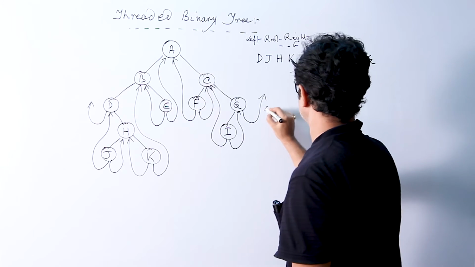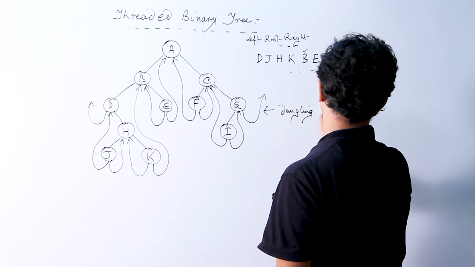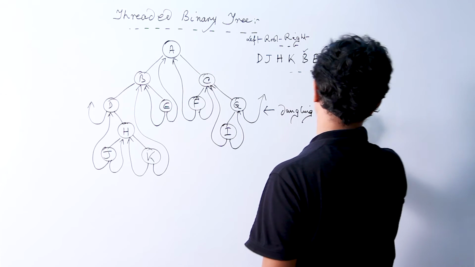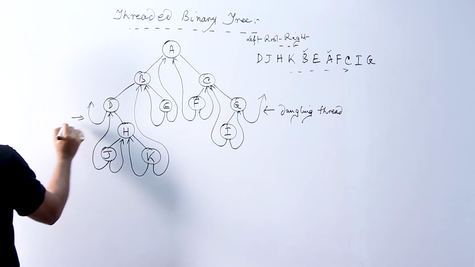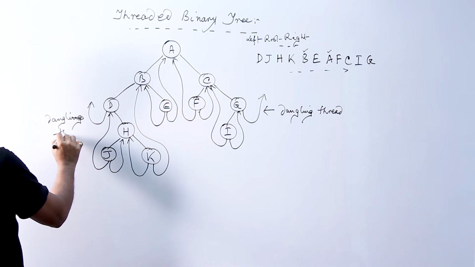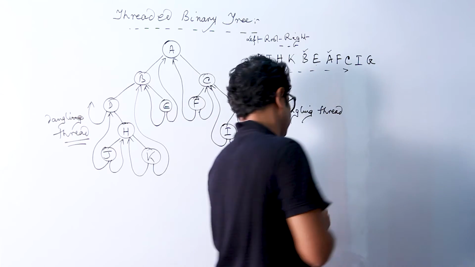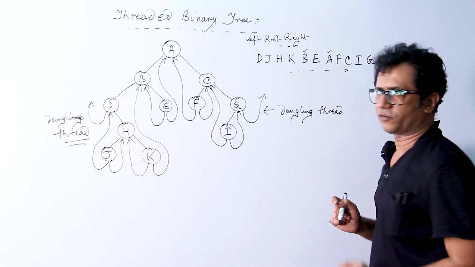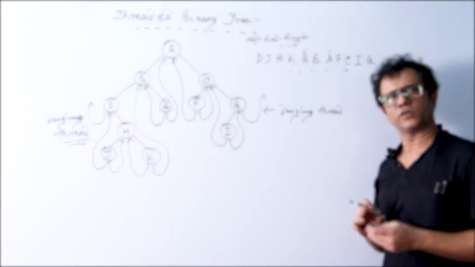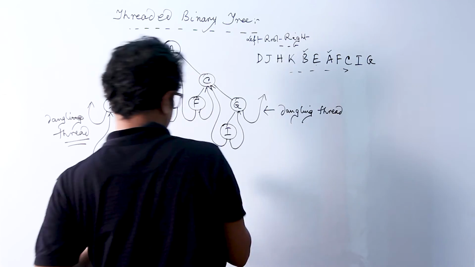So this is called a dangling thread, and this is also a dangling thread. Now I just move on to the declaration of the structure of this threaded binary tree. How to declare the structure of the threaded binary tree. So we'll write the structure in this way.